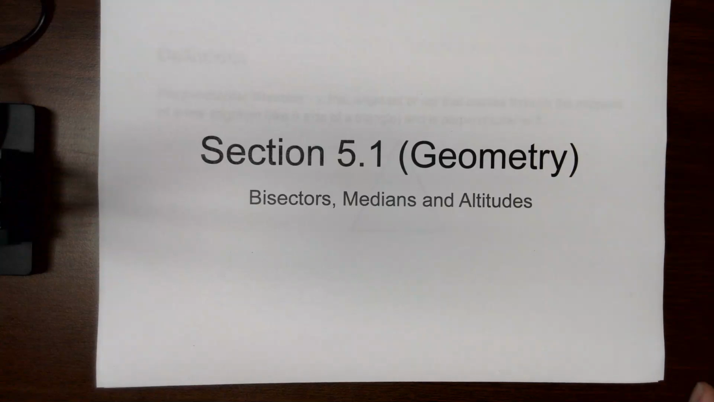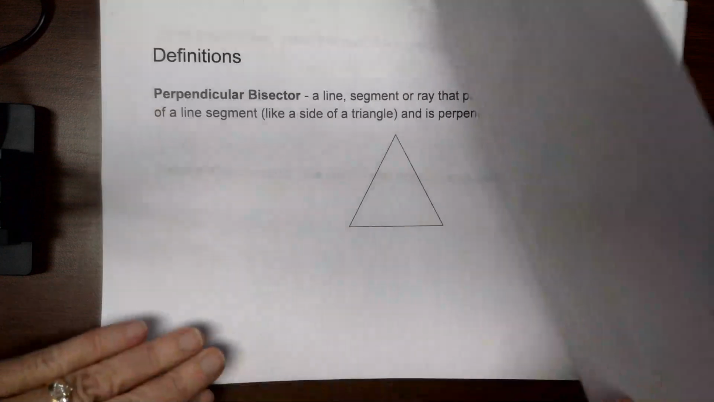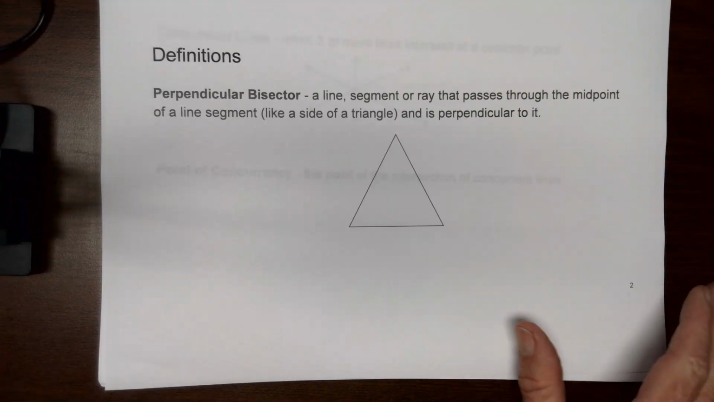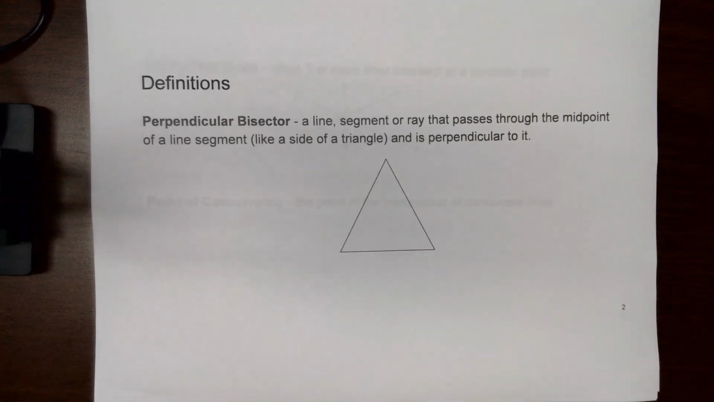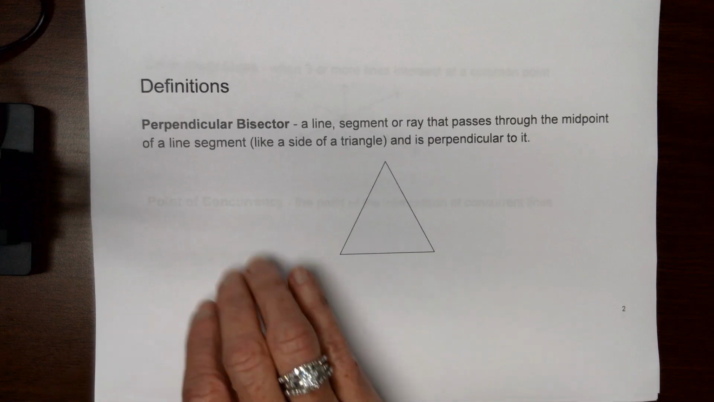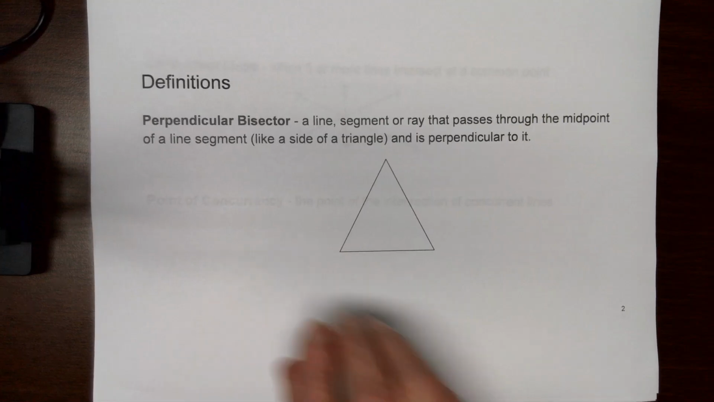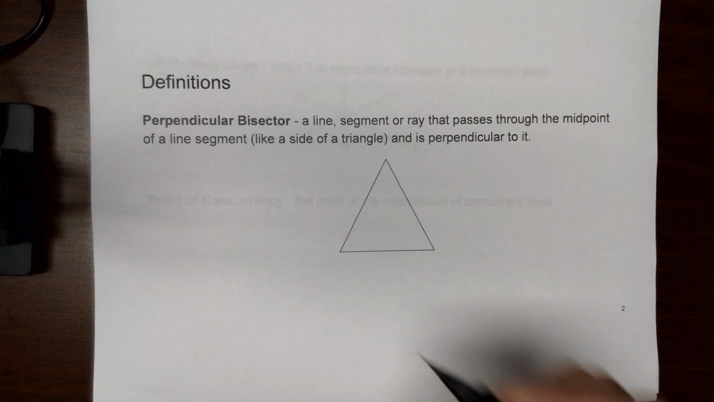Section 5.1 has to do with bisectors, medians, and altitudes. Before we can really get into the information, we need to make sure we have a few definitions so that we understand what we're talking about. A perpendicular bisector is a line or segment that passes through the middle, or the midpoint, of a line segment, like the side of a triangle, and is perpendicular to it.